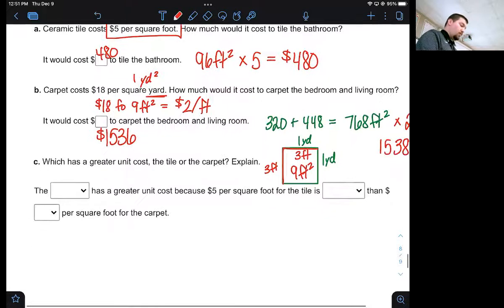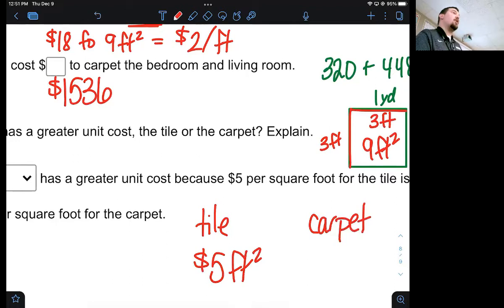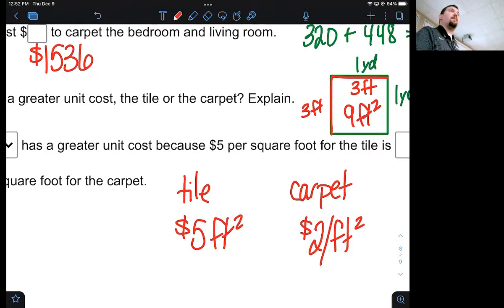So part C then wants you to compare their unit costs. We know that the tile was $5 per square foot. The carpet was $18 per square yard, but when we divided by 9, we found out that that was actually just $2 per square foot. So which one's cheaper? The carpet's cheaper, which is why most houses have more carpet than they would tile, because it's cheaper.